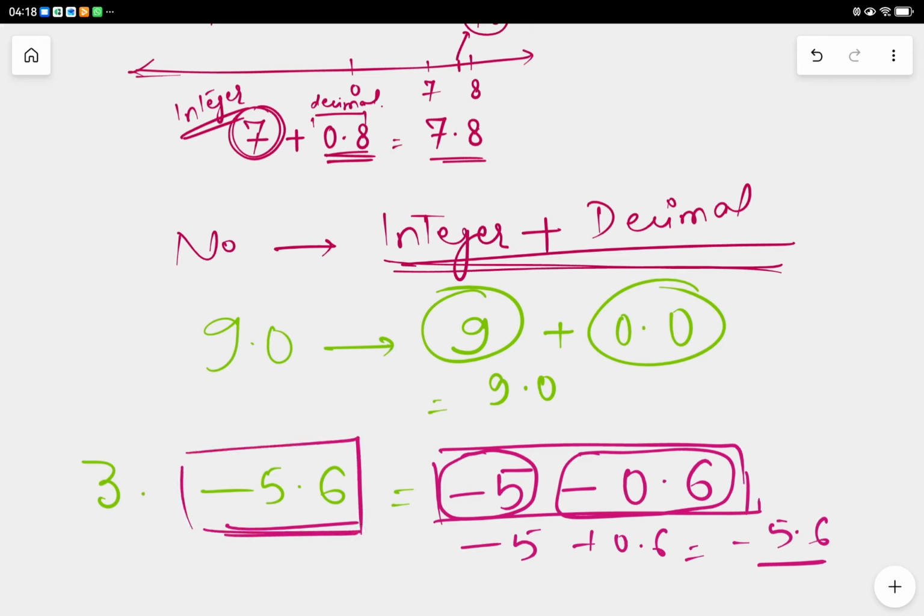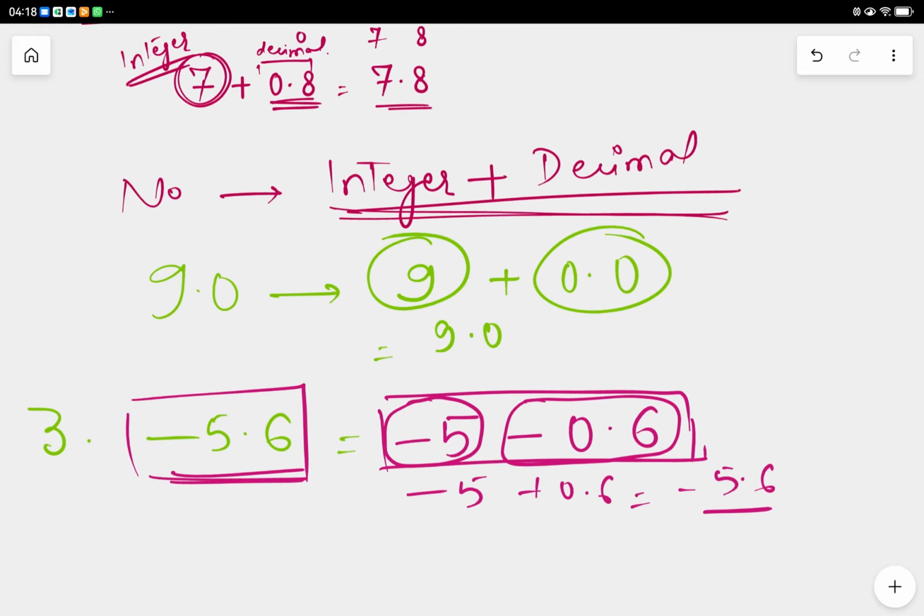This we will understand in a subsequent video, in which we will be only discussing the operations that we can do on integers, right? So just for your information, right now you just remember minus 5 minus 0.6.